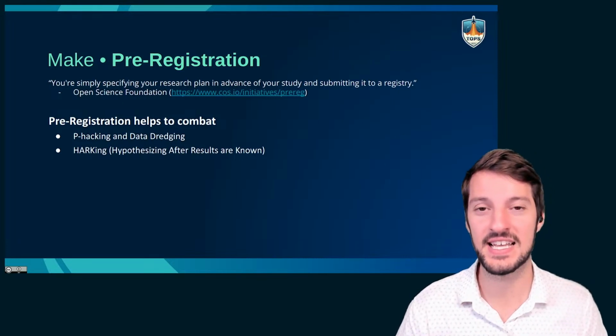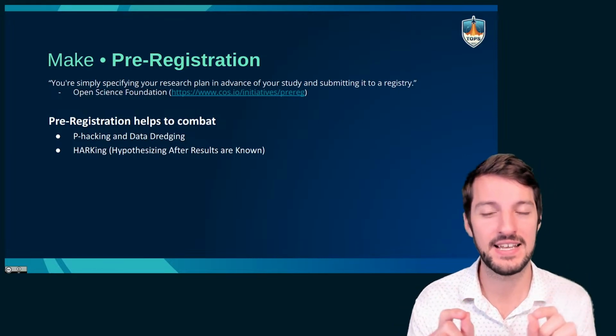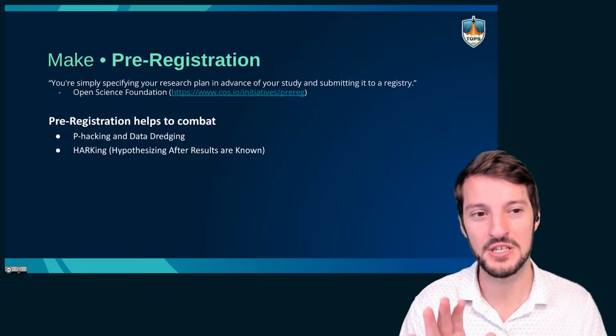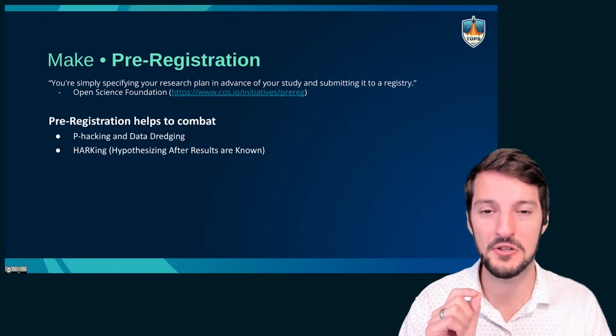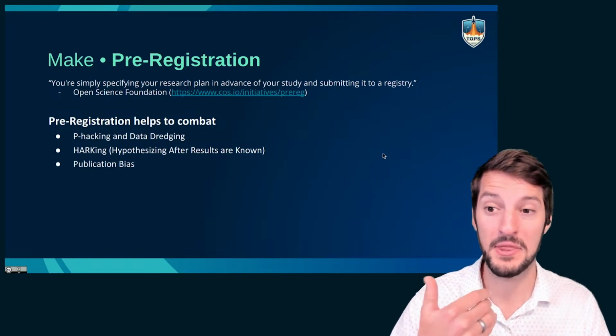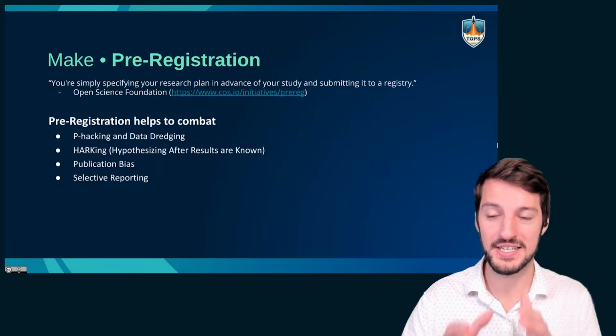That's not how the science actually went down. You're misleading or lying. You're creating that tight, nice, buttoned up article to share, but that's not really what happened. And wouldn't you want to know the truth if you're reading this article? Absolutely. So pre-registration helps us combat that. It also helps combat things like publication bias and selective reporting. So these are all things that pre-registration can help us do.